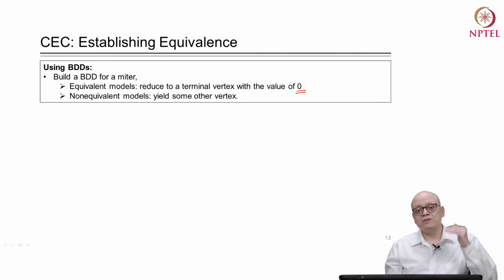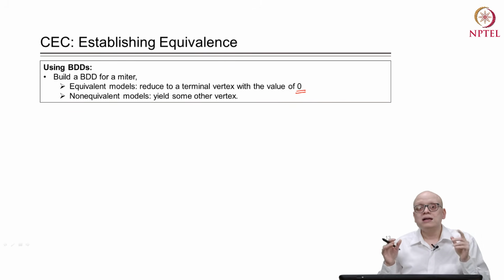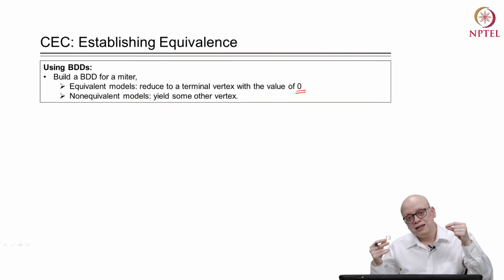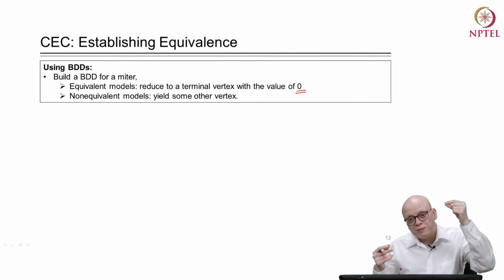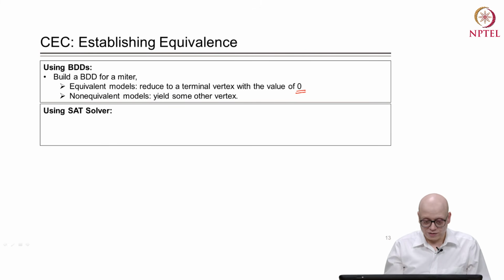So what we do is create mitres for each of the flip flops and the output ports, and represent those mitres using BDD. If any of them is producing a non-zero value, or containing a vertex other than the leaf vertex with a value 0, then we say that these two models are not equivalent.